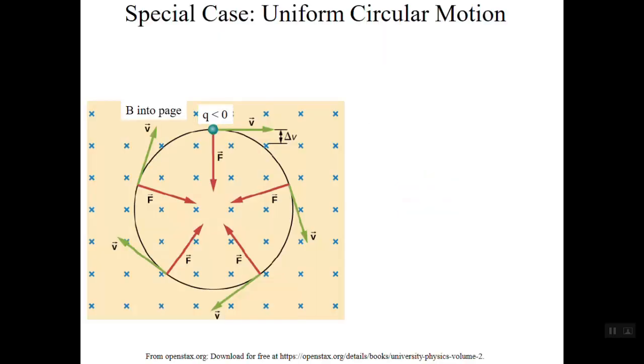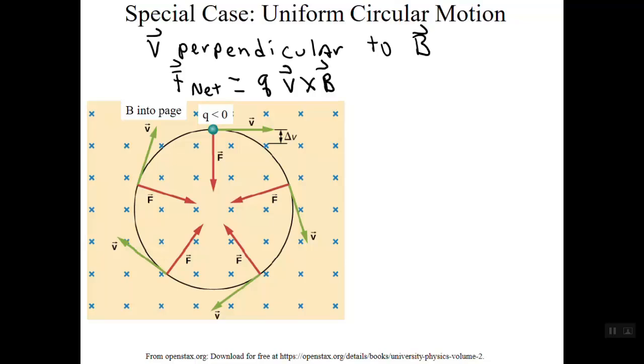Here's a special case of the magnetic force on a particle. The special conditions are the magnetic field is constant and perpendicular to the velocity, and the resulting magnetic force is the only force, the net force, on the particle. In this case, the particle moves in a circle with constant speed. We can use Newton's second law to relate the radius of the circle to the magnetic field along with the particle's mass, speed, and charge.